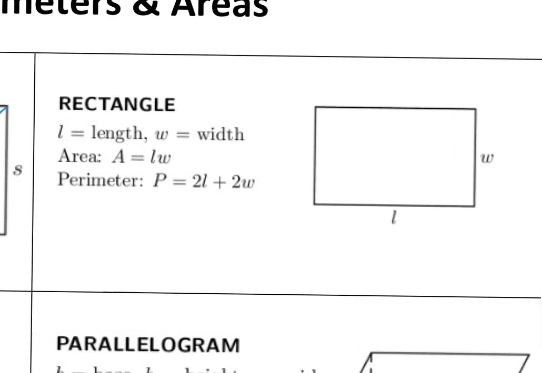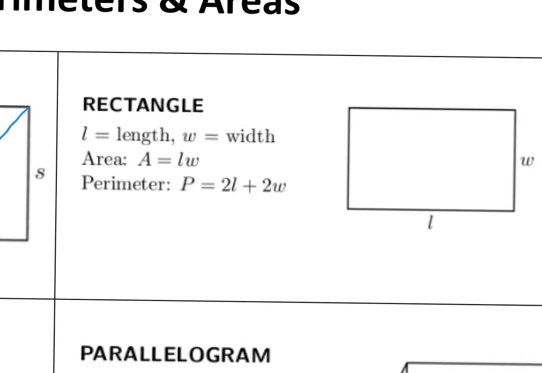For a rectangle, to find the area, length by width. Perimeter of a rectangle: 2 length plus 2 width, because perimeter means distance around the shape. We have 2 lengths and we have 2 widths. So the perimeter is 2 length plus 2 width. Okay?